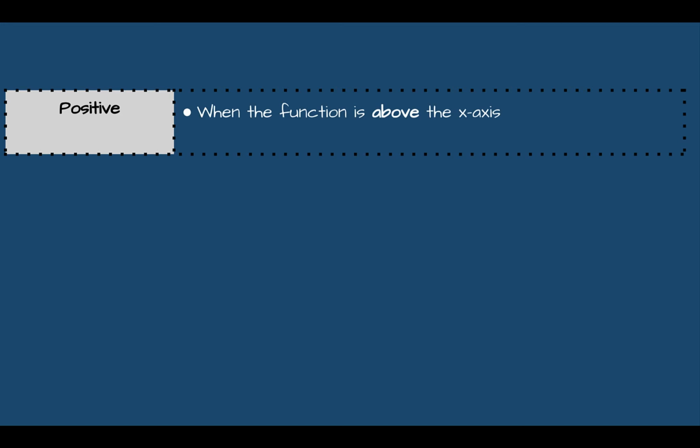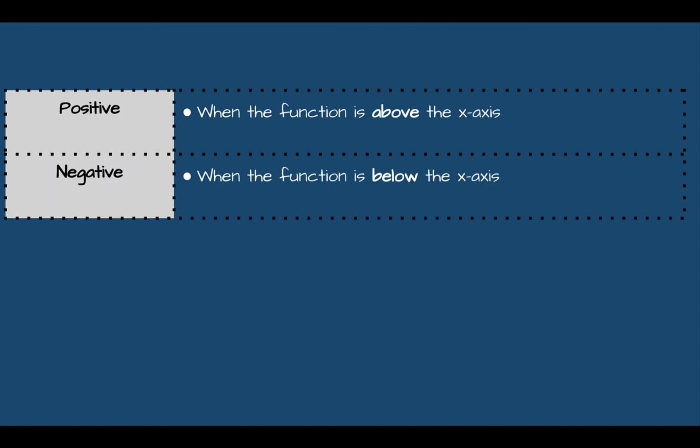In this lesson, there are 4 words that you need to know. So, positive, negative, increasing, decreasing. And you need to be able to keep them separate based on what's happening in a graph. So first we have positive. Positive is when the function, so the graph, is above the x-axis. Negative, on the other hand, is the opposite of that. It's when the function is below the x-axis. So those 2 words are describing the location of the graph at certain times.